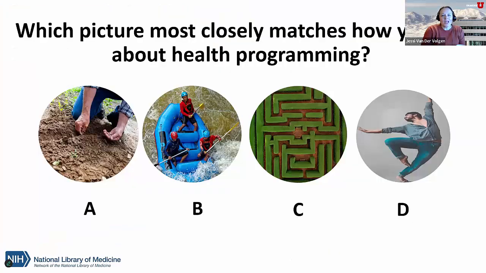So when you think about health programming for your outreach, for your community, which picture most closely resembles how you feel? You can put your response in the chat, and if you're up for it, add a little note on why. And for just a quick description, A is hands planting seeds in the dirt, B is a raft in white water, C is an overview of a large maze, and D is a ballet dancer.